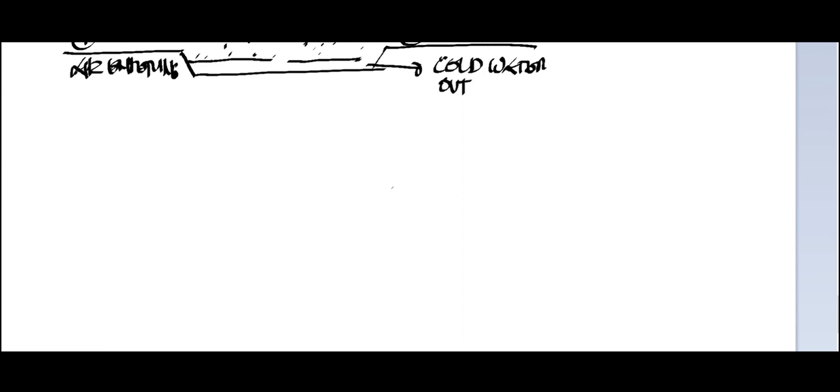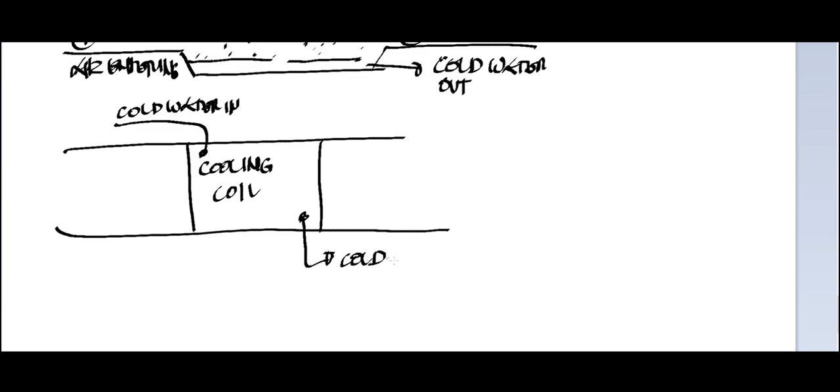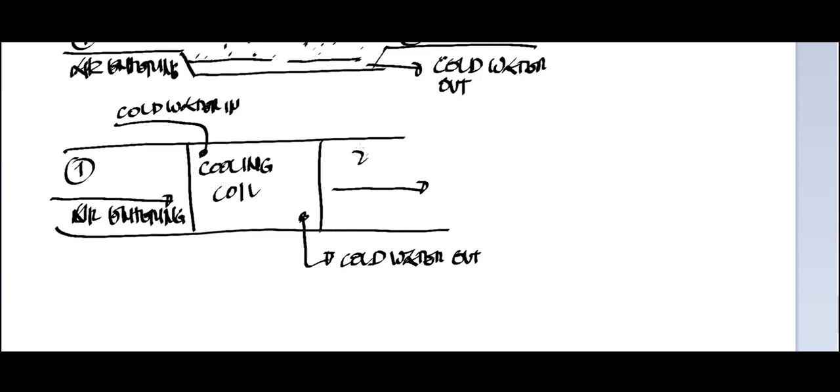Or this can also be represented by means of using a cooling coil in a duct. So we have your cooling coil here. Then we'll be supplying cold water in. Then you have here your cold water out. Okay. Then you have here your point 1, air entering. Then your point 2, air leaving.